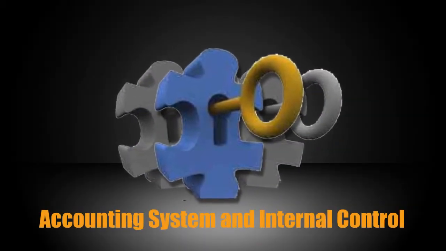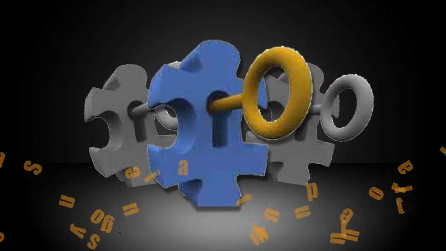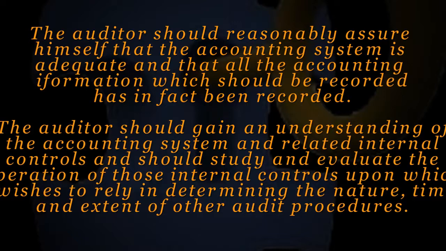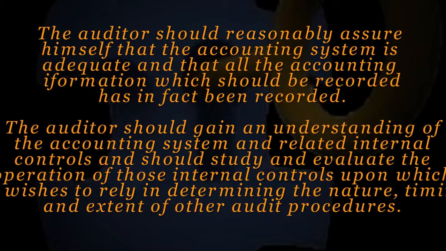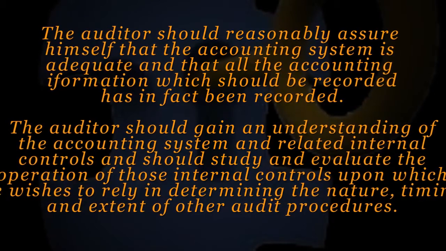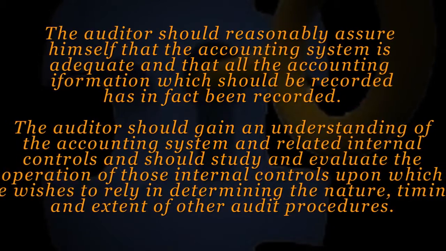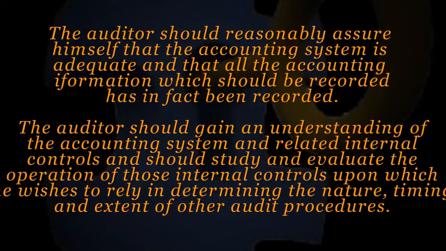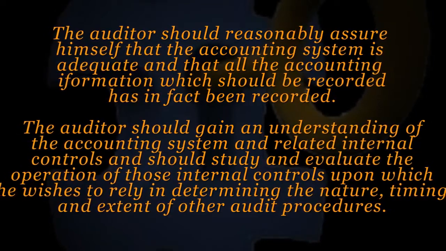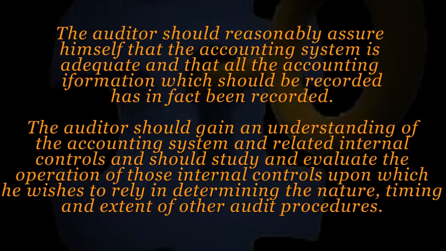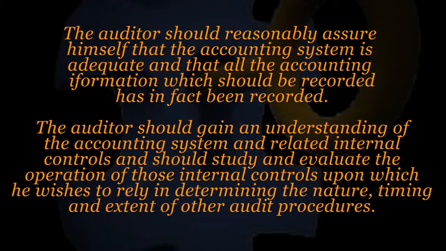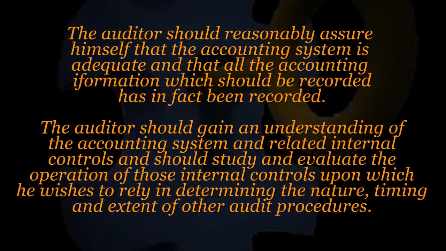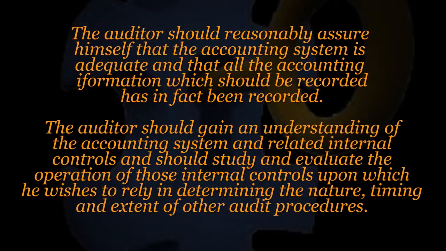Accounting system and internal control. The auditor should reasonably assure himself that the accounting system is adequate and that all the accounting information which should be recorded has in fact been recorded. The auditor should gain an understanding of the accounting system and related internal controls, and should study and evaluate the operation of those internal controls upon which he wishes to rely in determining the nature, timing and extent of other audit procedures.